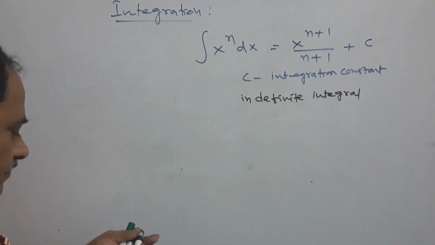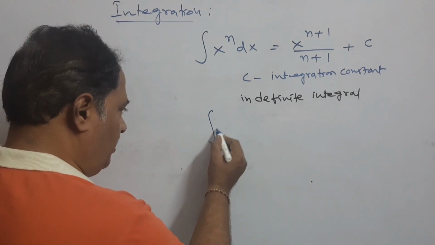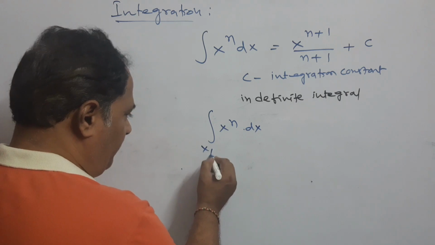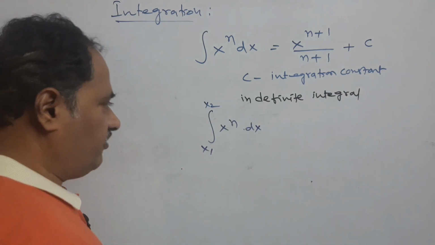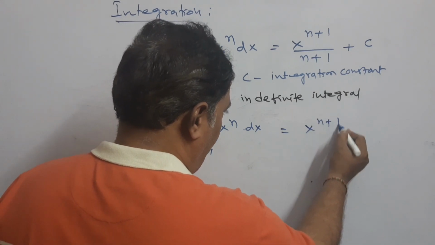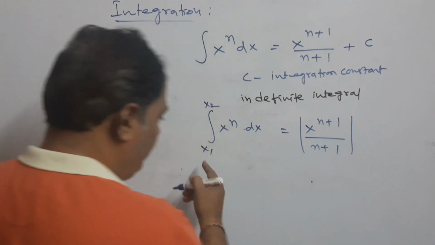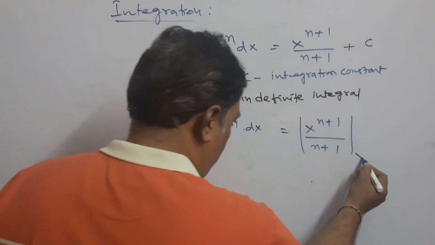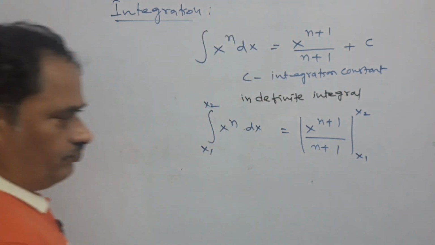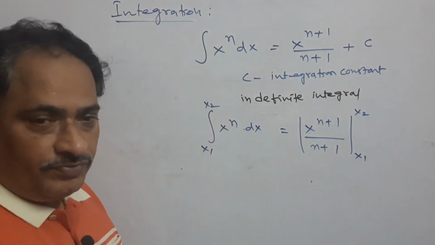Indefinite integral. For example, if you want to take the same equation, the integral of x power n dx, where the limits are x1 to x2, the formula is the same: x power n plus 1 by n plus 1, and you have to consider these limits. The lower limit is x1, and the upper limit is x2.